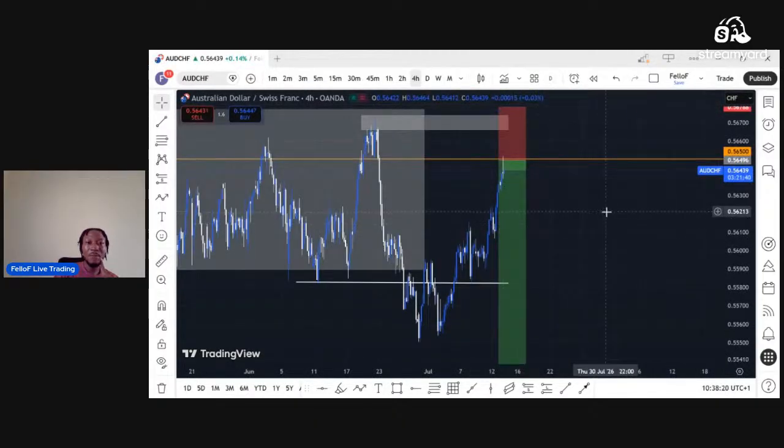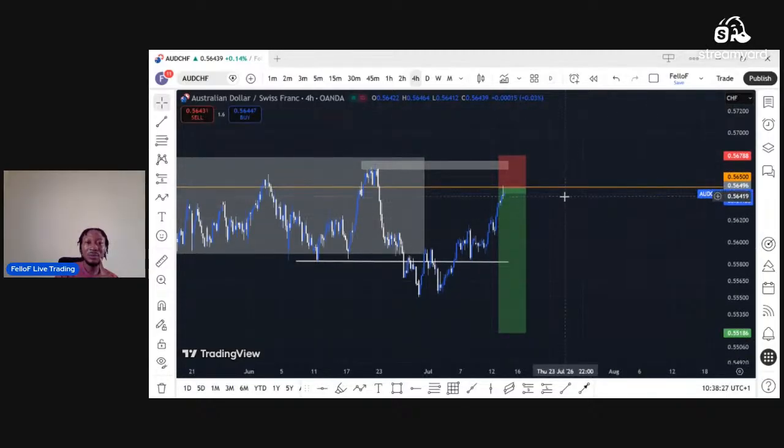Then this is AUD CHF. We were waiting for price to pull up to this one for us to sell yesterday, and finally price has done that, and we are currently in the trade. I'm in this trade right now as we speak. Okay, so I've also shared the trade.